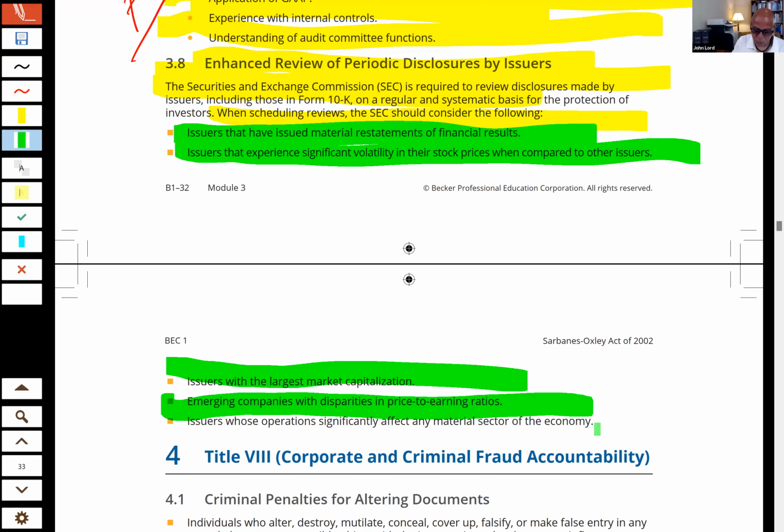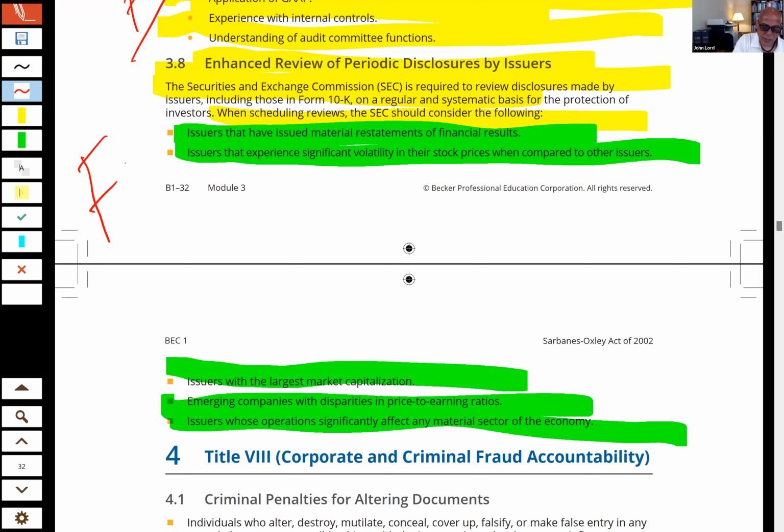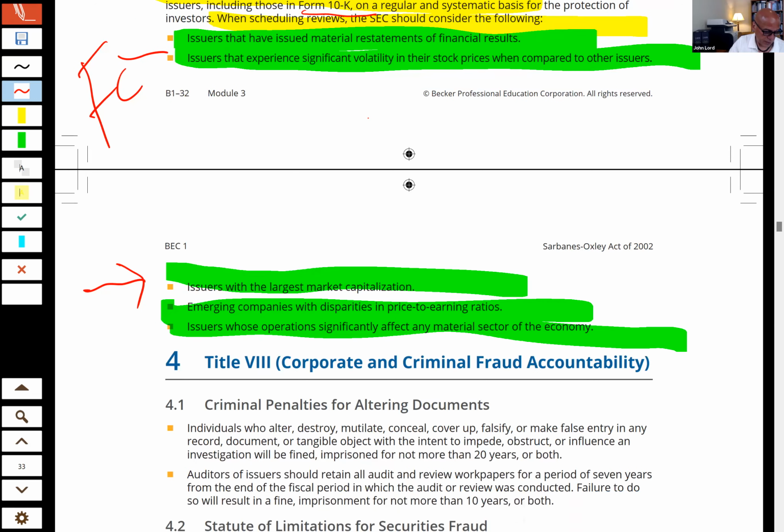Emerging companies with disparities in price to earnings ratio. Issuers whose operations significantly affect any material sector of the economy. Okay, and so the SEC has this general guidance, and I don't think they would share it with us necessarily, but they probably have certain tripwires that will cause them to really get in and evaluate companies. And 10K is the annual filing that corporations are required to file with the federal government, with the SEC.